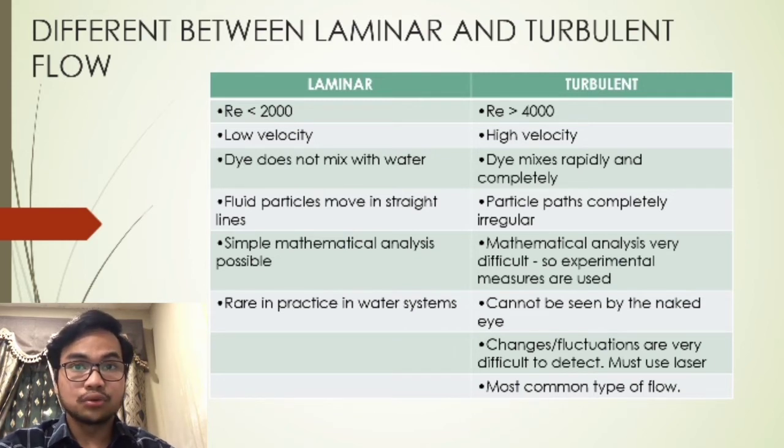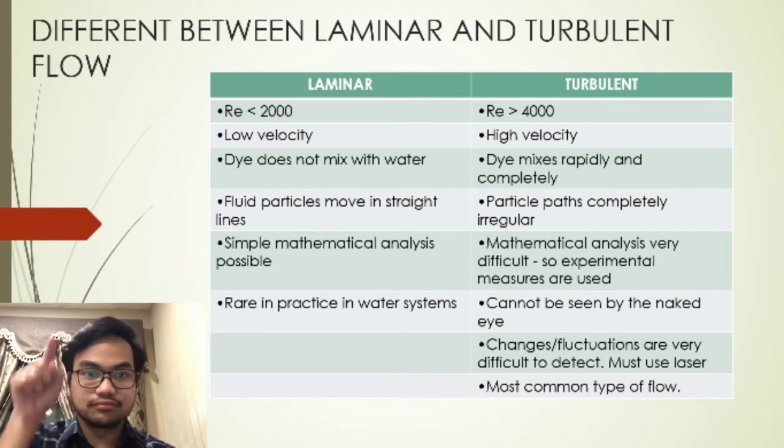Also, in laminar flow, the dye does not mix with water, but in turbulent flow, the dye mixes rapidly and completely. Laminar flow is a simple flow in which the fluid particles move in straight lines. But in turbulent flow, the particle path is completely irregular. As you can see from my second slide, which is the laminar and turbulent diagram, the flow is very irregular, like that.